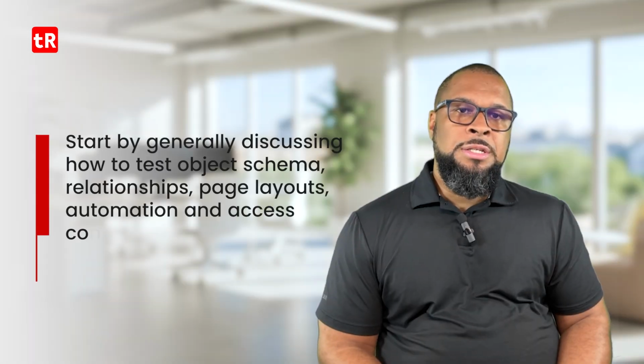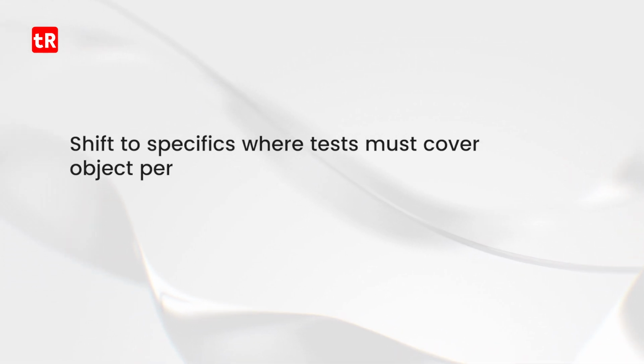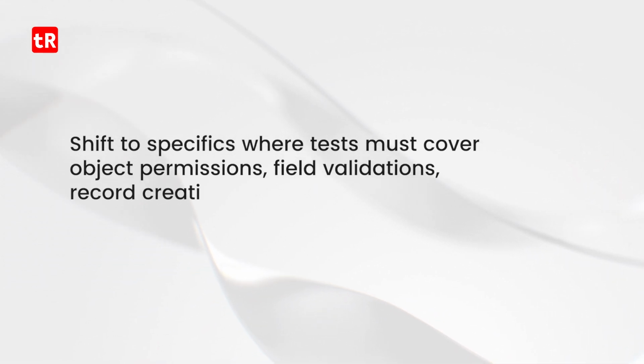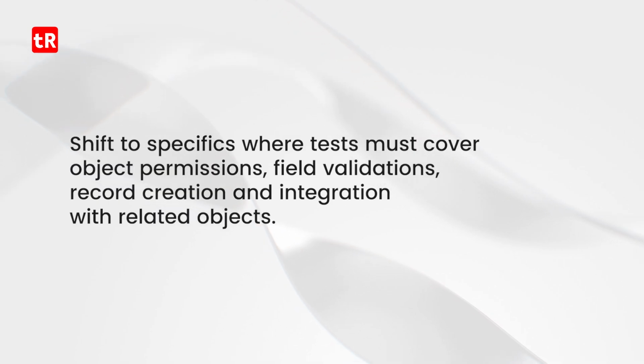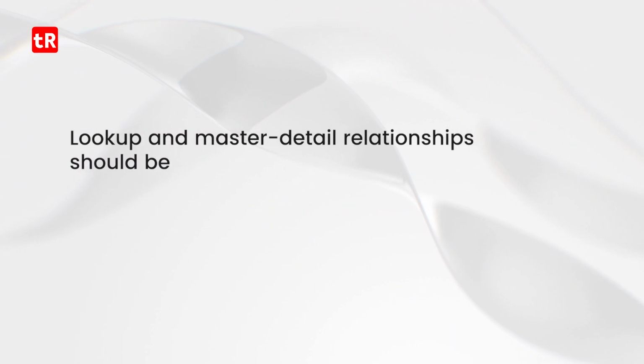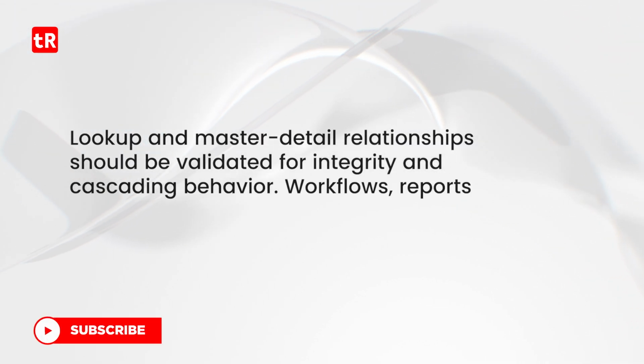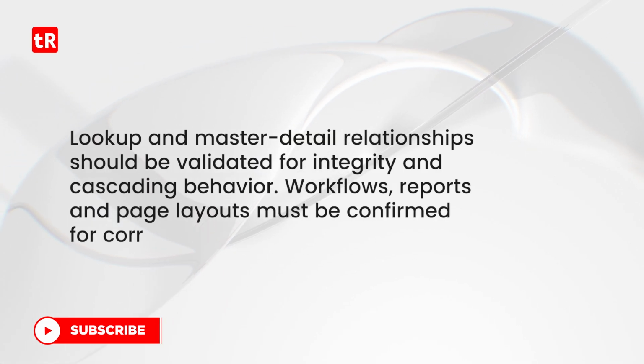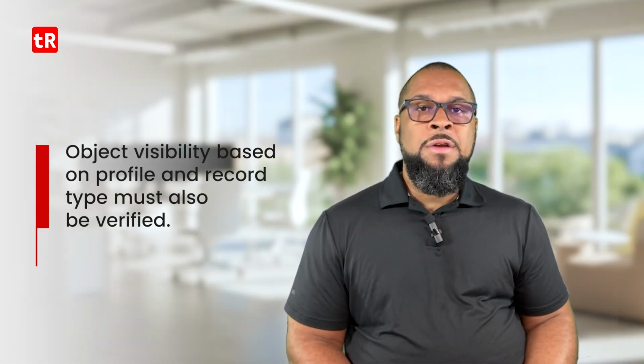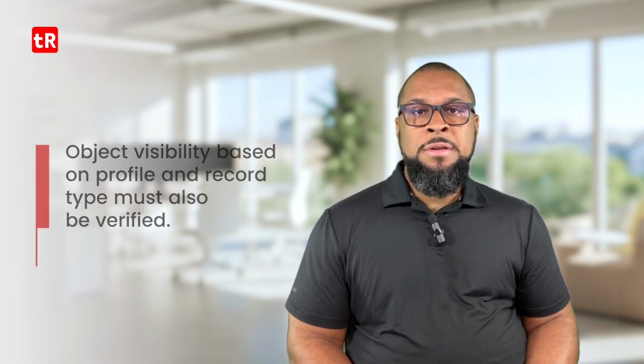Start by generally discussing how to test object schema relationships, page layouts, automation, and access control. Then shift to specifics where tests must cover object permissions, field validations, record creation, and integration with related objects. Lookup and master detail relationships should be validated for integrity and cascading behavior. Workflows, reports, and page layouts must be confirmed for correctness. Object visibility based on profile and record type must also be verified.